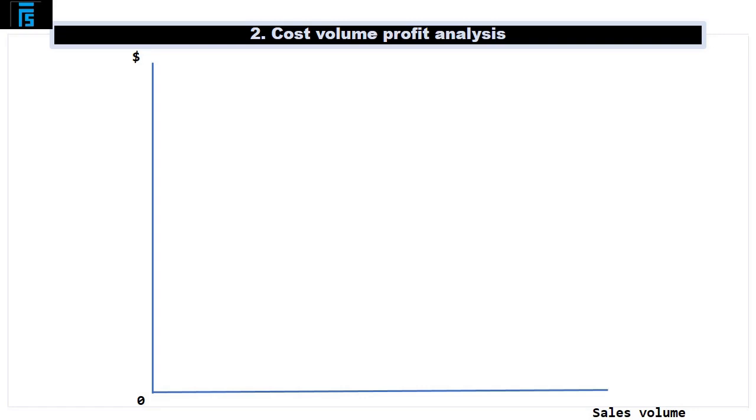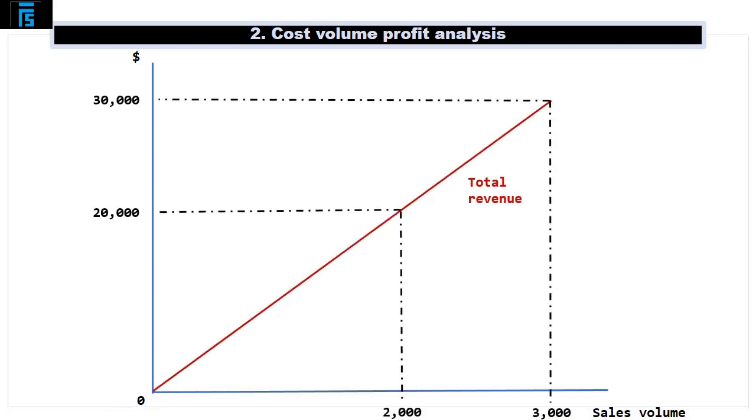The revenue line is fairly straightforward. We assume that the unit price does not change at different sales volumes, and therefore the revenue line can be plotted by calculating the revenue at two different sales volumes using this fixed selling price per unit. So if we said the selling price was $10 per unit, this would give us revenue of $20,000 if we sell 2,000 units and $30,000 if we sell 3,000 units. The line will also cross through the origin, of course. No sales equals no revenue. With these figures we can plot the line on the graph.